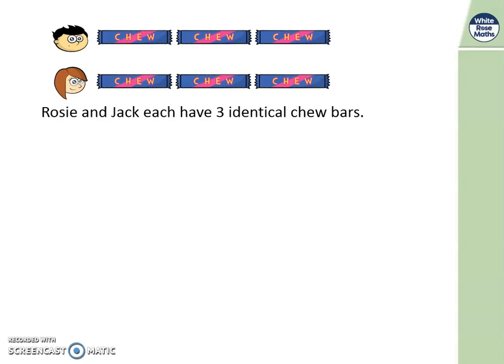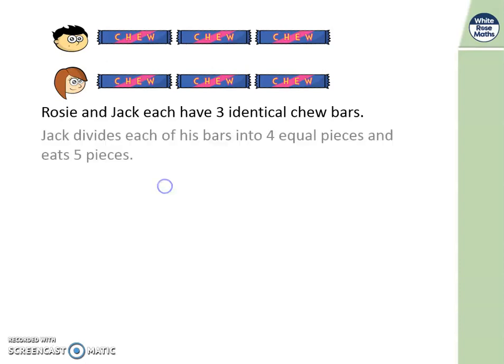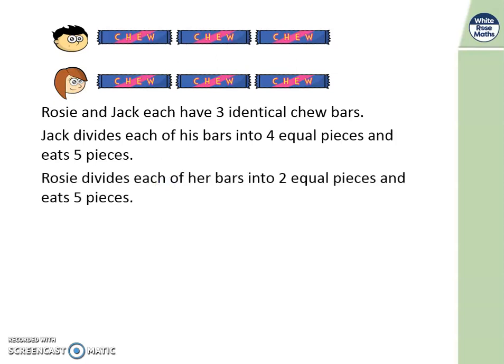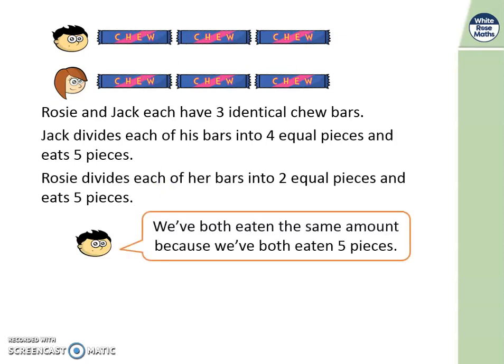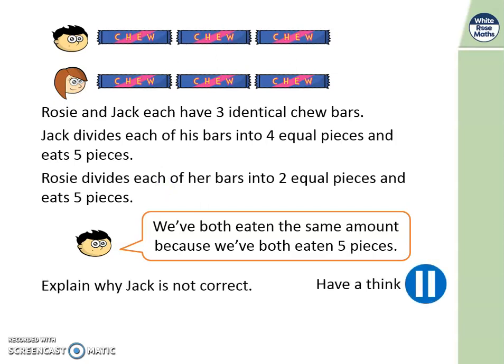Let's have a go at this question. Rosie and Jack each have 3 identical chew bars. Jack divides each of his bars into 4 equal pieces and eats 5 of them. Rosie divides her bars into 2 equal pieces and eats 5 pieces. Jack says we've both eaten the same amount because we've both eaten 5 pieces. Explain why he's not correct.